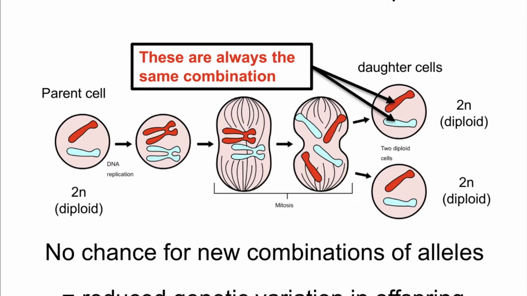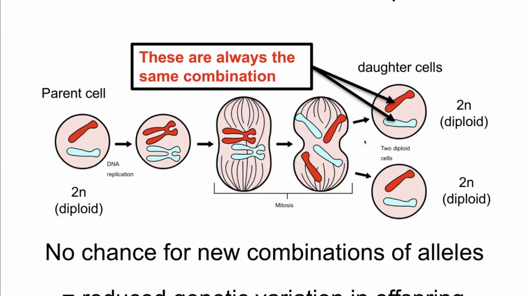So as another reminder, remember that mitosis is the only process that's used for asexual reproduction in eukaryotic organisms. So anytime a eukaryotic organism reproduces asexually, it's always going to be through mitosis. And there is no chance for any new combinations of alleles in any mitotically produced cell or organism. Those daughter cells are always going to be genetically identical to the parent cells.